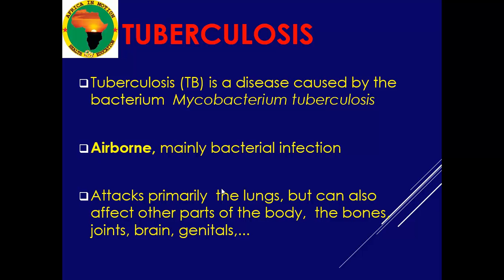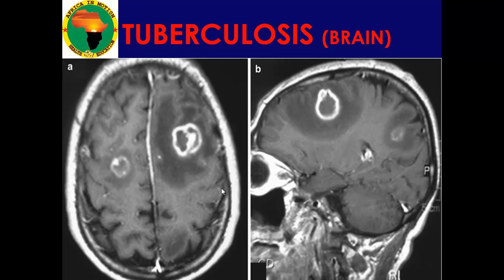It attacks primarily the lungs, but it can also affect other parts of the body. There is no single organ that can remain unaffected. All the parts are the same: bones, joints, brain, genitals, etc. Like here, TB has affected the brain. You can see these masses in the brain. Even the midline is shifting to the other side.